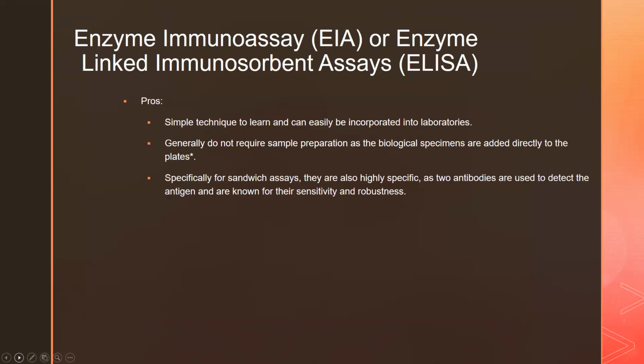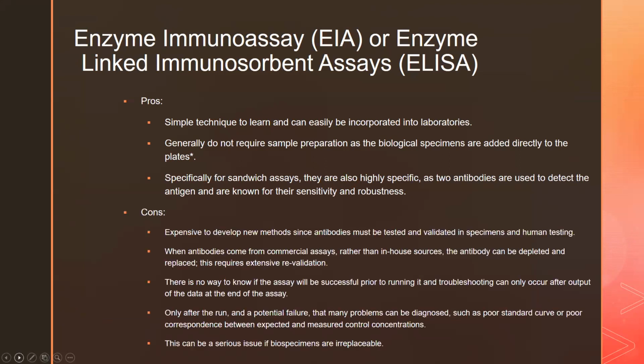Some of the pros: it's simple to learn. You can send it off to professional labs that do it. You can find a collaborator. There are quite a few labs out there that are able to do this. It is expensive to develop new methods. And one of the biggest things you have to be concerned about is that it's only after the run that you notice things go wrong. It can be a serious issue if the biospecimens are irreplaceable. So while some of these techniques might be really expensive, if there is no way in the world you're ever going to be able to get this data again, maybe ELISA isn't the way to go.